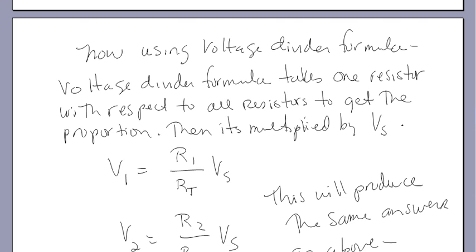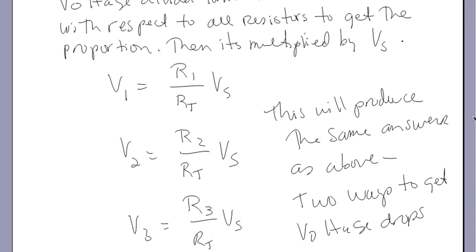So you're really not even using current to find this one. The formula for V1 would be resistor 1 over resistor total times source, resistor 2 over resistor total times source for V2, and V3 is resistor 3 over total times source. Notice the R1 over RT, the R2 over RT, the R3 over RT, those are all the proportion of R1 with respect to RT. It gives you the ratio.